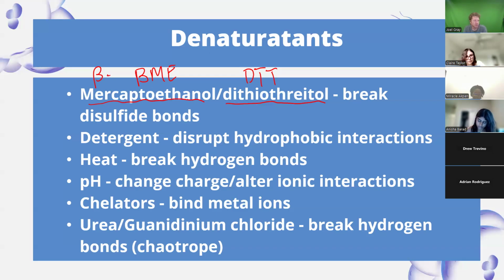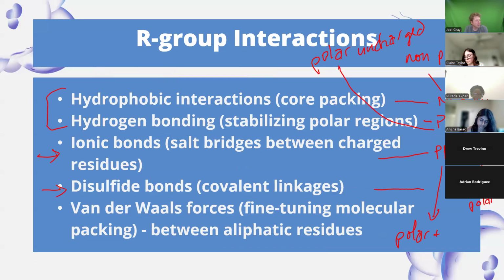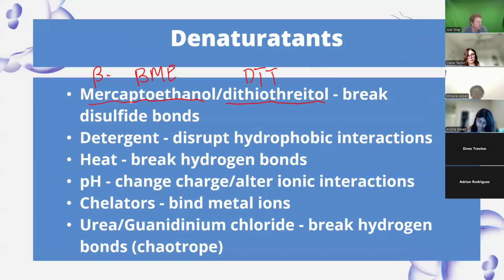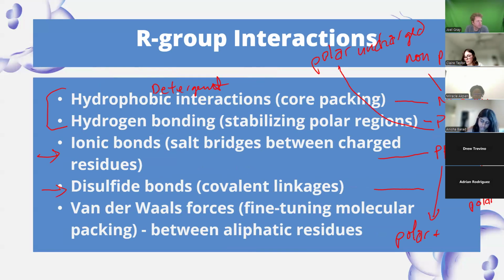Now, next up, detergents. Detergents are chemical compounds that disrupt hydrophobic interactions, so breaking up those nonpolar interactions. So if we jump back, if you used a detergent, you're going to break nonpolar interactions. Heat is going to be effective for breaking hydrogen bonding. So if you used heat and a detergent, you're going to disrupt the core of the protein. You're also going to disrupt some R groups within the polar region of your protein, or any polar region within your protein.